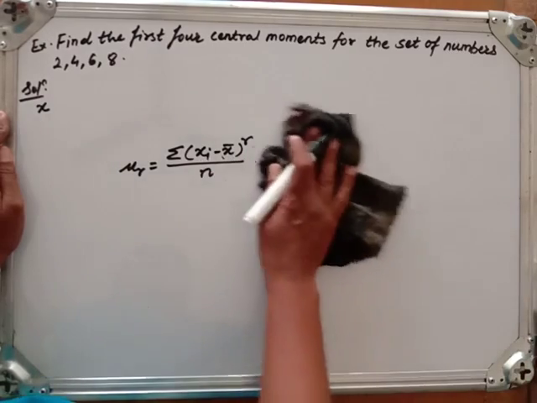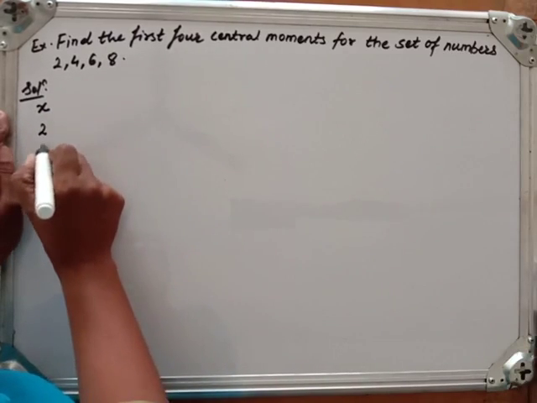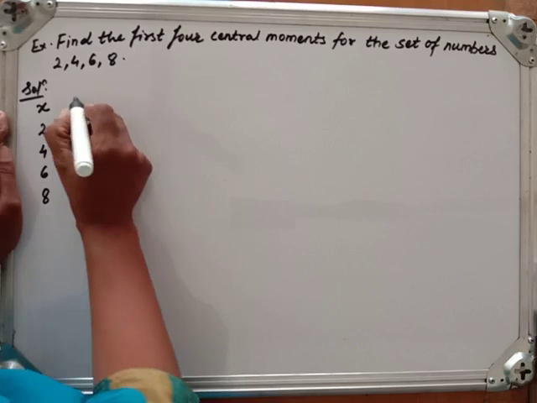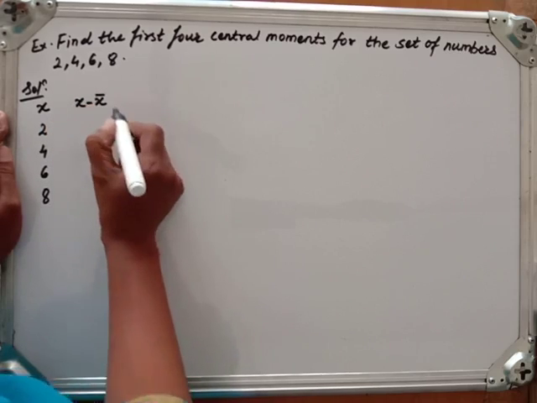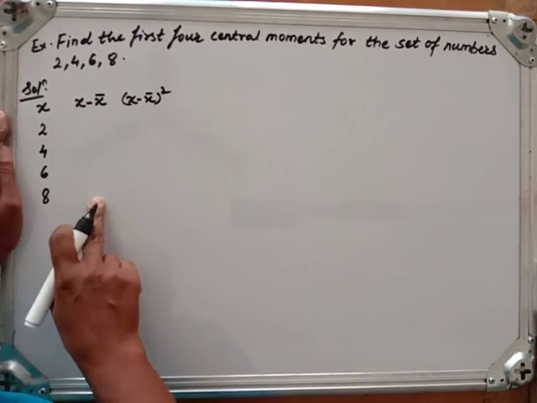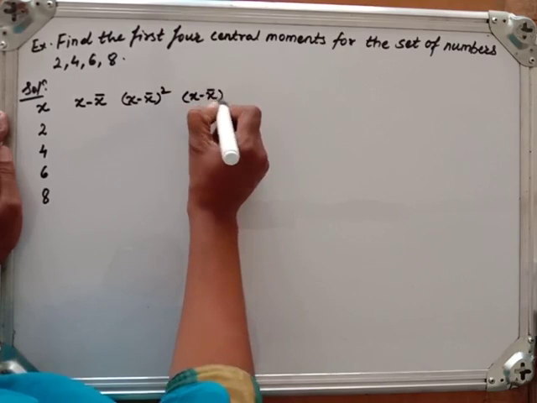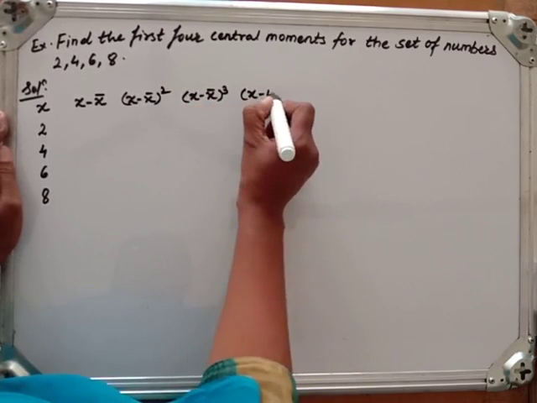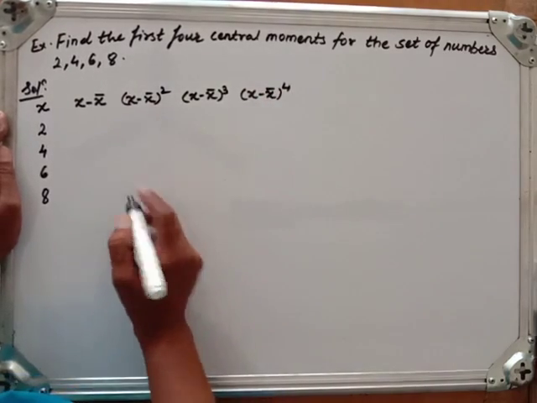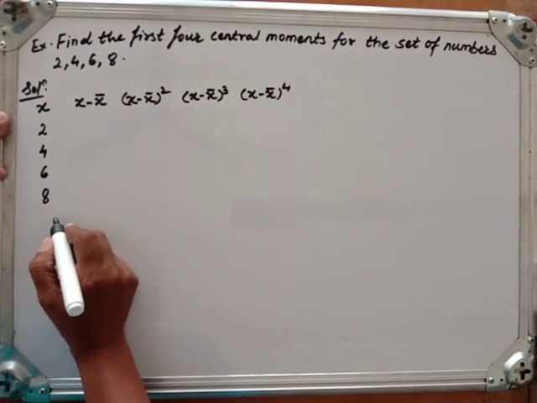So for that let us prepare a table. How will the table be? X is here: 2, 4, 6 and 8. Later on we need the mean. First of all we will find the mean, and then we will find x minus x bar, and we have to do its square. Also for mu 3 we need its cube, and for mu 4 we need its power 4. These terms. X means these xi's.